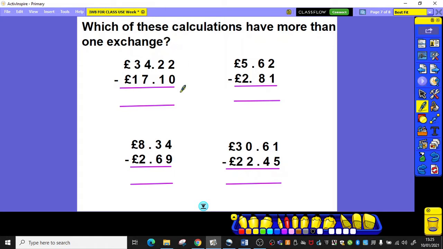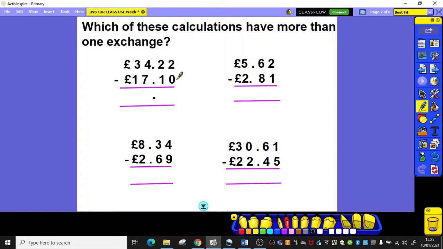Now, you might be able to see which ones are going to have more than 1 exchange already. The most important thing before we start is to put my decimal place in the same position where it is in my place value system. So I've got tens and ones, and then I've got tenths of a pound, and hundredths of a pound. My decimal point stays in the same place.